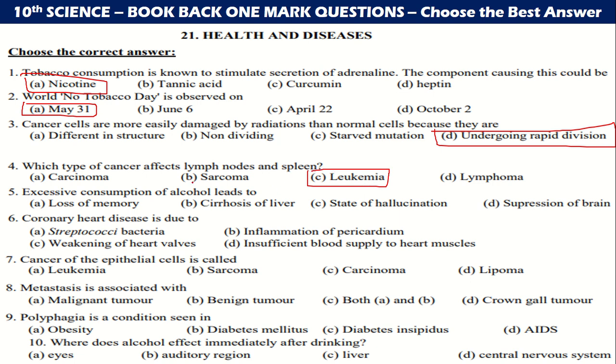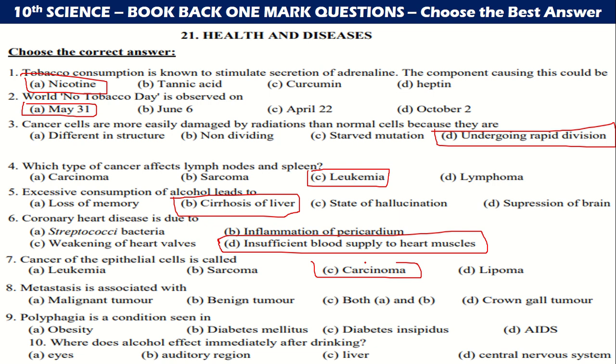Excessive consumption of alcohol leads to cirrhosis of liver. Coronary heart disease is due to insufficient blood supply to heart muscles. Cancer of epithelial cells is called carcinoma. Metastasis is associated with malignant tumor. Polyphagia is a condition seen in diabetes mellitus. Then goes to the next one.